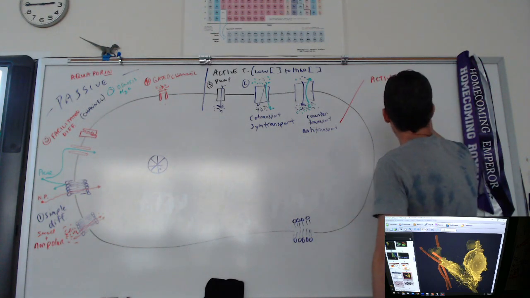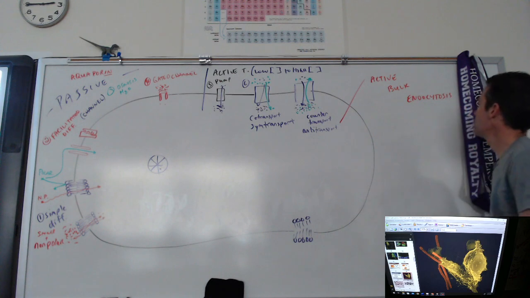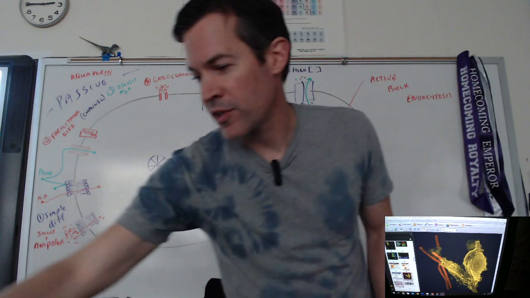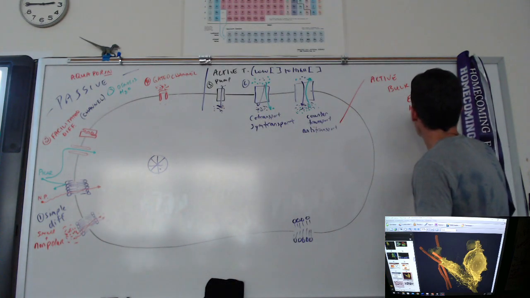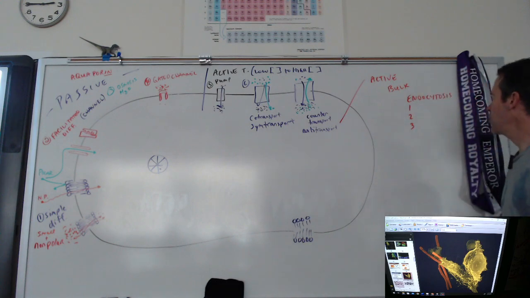So we can kind of break it down into like a couple of categories. Endocytosis. We're going to learn 3 types of endocytosis. Might not get to all of them today, but we'll learn 3 of them.